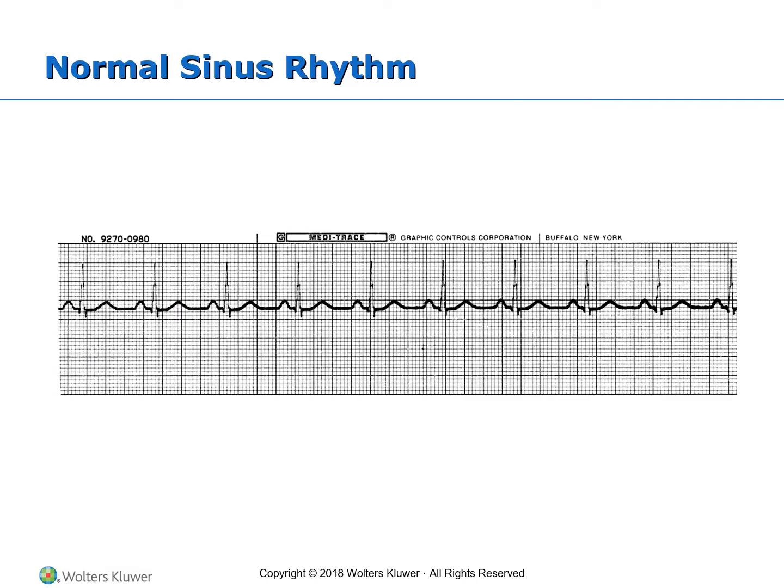Okay. Normal sinus rhythm, this is what it looks like, and it occurs when electrical impulse starts at a regular rate and rhythm in the SA node, and then it travels through the normal conduction pathway, and there's no irregularities or abnormalities seen. So this is what it looks like. You should see P, QRS, and T.